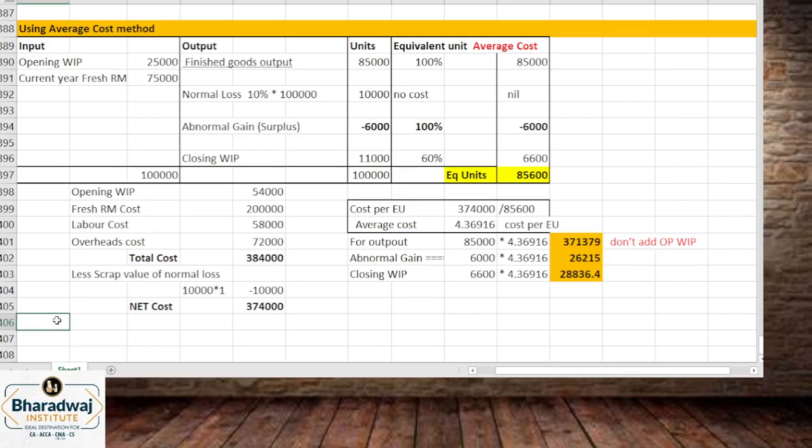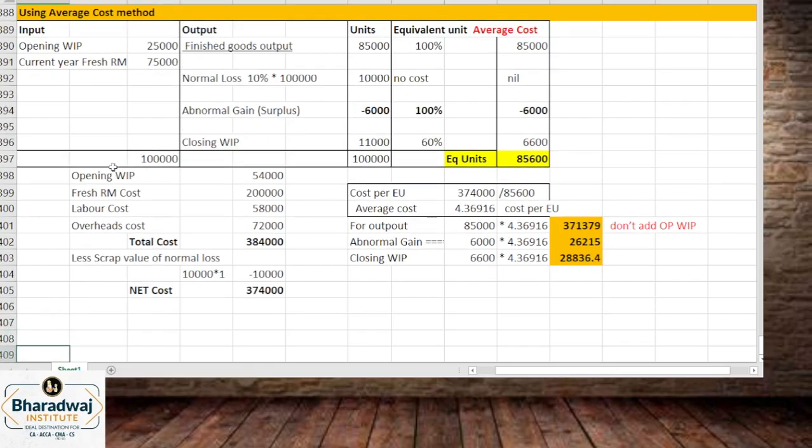One more question we'll do, that is going to be the last question, where we will solve under both the methods. Both the methods means FIFO method as well as average cost method. Take up this question. You are going to try this first, then after you try under both the methods, I will give the workings. I will give you around 15-20 minutes of time to do under both FIFO method as well as average cost method.